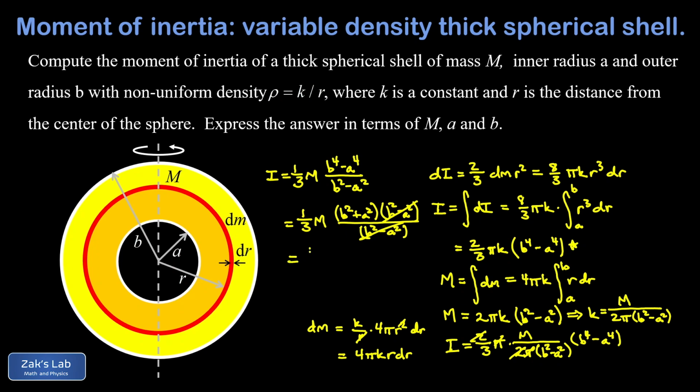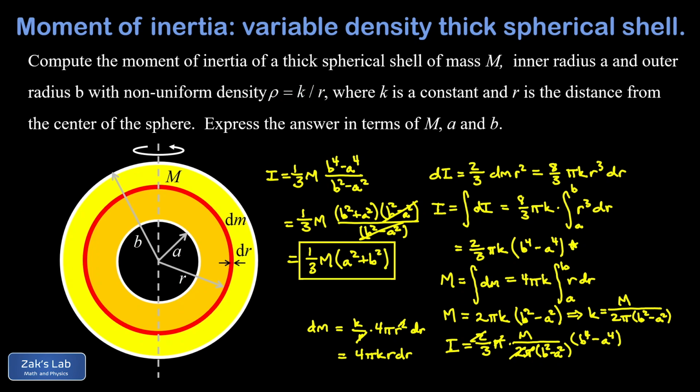And we can write our final moment of inertia as 1/3 M times the quantity, and then I'm going to go into alphabetical order here, a squared plus b squared. So the sum of the squares of the inner and outer radii for this thick shell. So that's our final answer for the total moment of inertia of a thick spherical shell with density dropping off like 1/r.